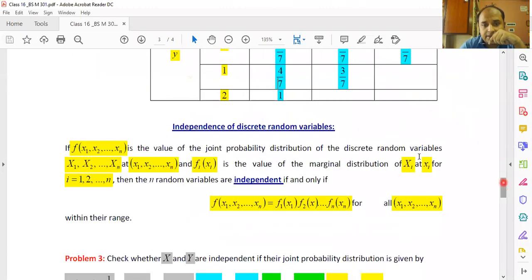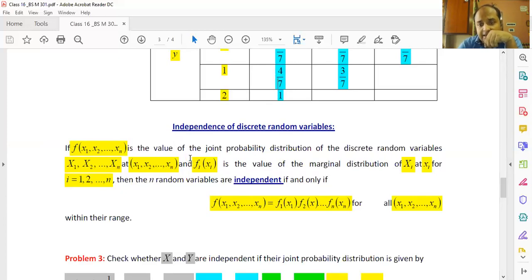Next comes one interesting result. It's not a result, it is a definition. It is about independence of discrete random variables. Although I have written here discrete random variables, it is not that this definition is not true for continuous variables. It is also true for continuous variables. But since today's class is based upon discrete cases, I have written discrete random variables, but the proper representation could have been independence of random variables.